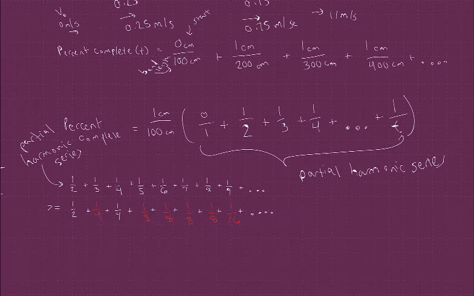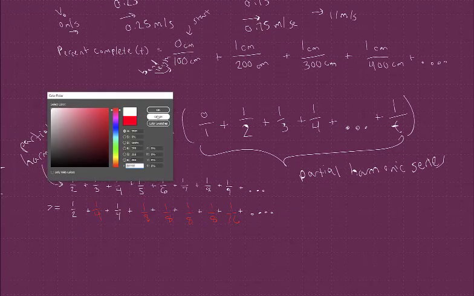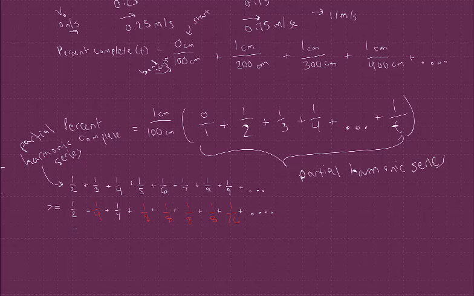Okay. I'll change my color back to white here. So we have 1/2 here. Well, these two things can be grouped as 1/2. These 4 things can be grouped as 1/2. And then the next 8 terms we can change to 1 over 16, which again we can combine to 1/2. And it goes on and on and on.